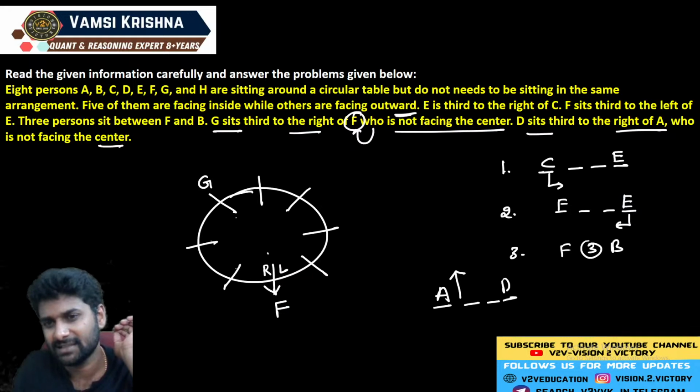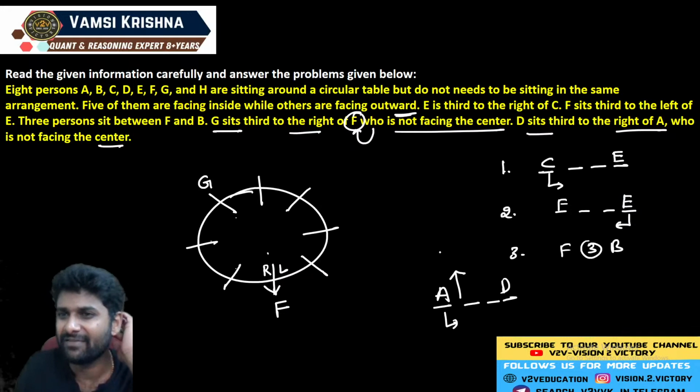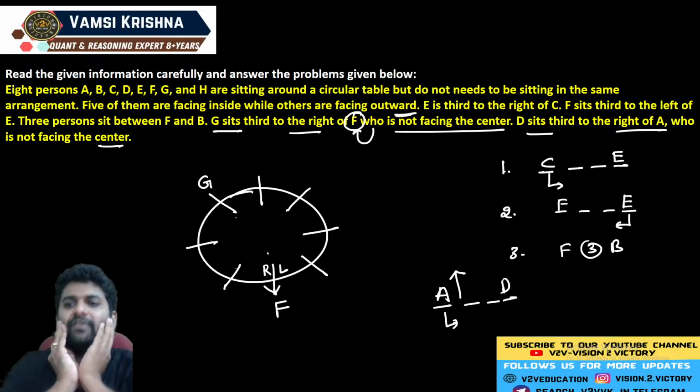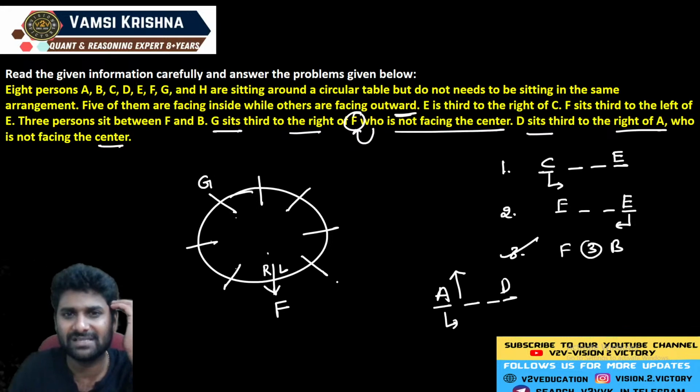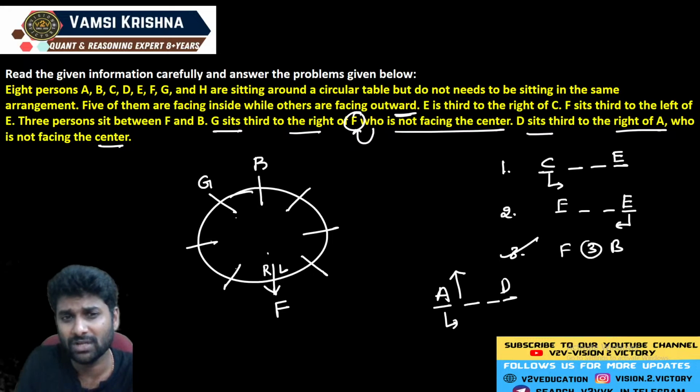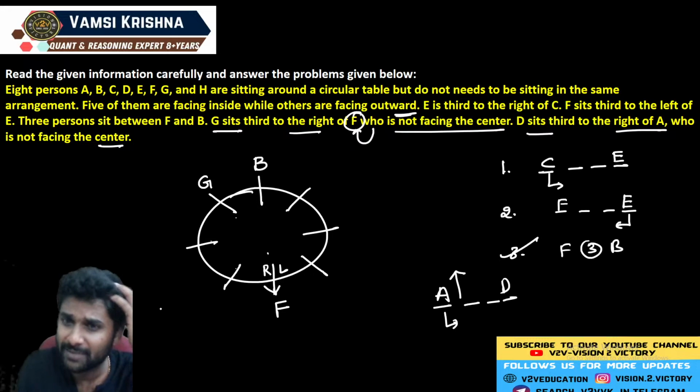First right, second right, third right. And A is facing away from the center. Okay, so that's the data we have. Based on F, we can fix B. Why? Because there are three persons. It doesn't matter whether it is the right side or left side, both are sitting opposite to each other. We are done with B.